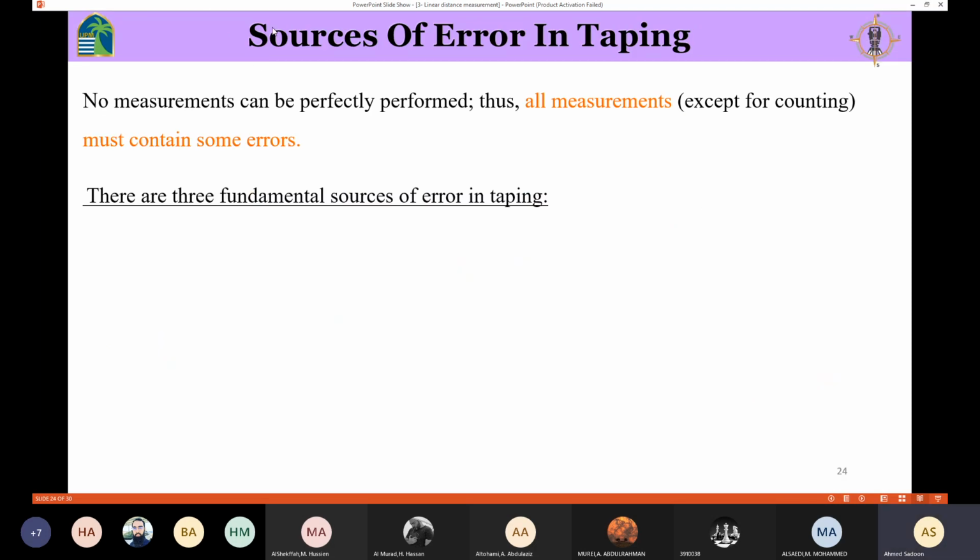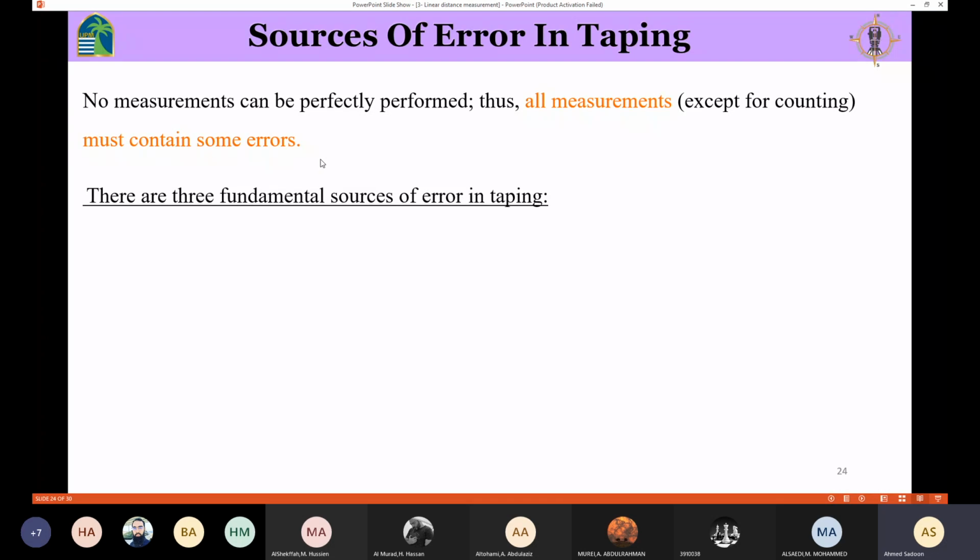So again, we are going to talk about the sources of error in taping. We talked about the errors in surveying in general, but this time we need to talk about the errors in taping. We know that no measurements can be perfectly performed. All measurements must contain some errors, unless you are counting numbers. If you have been asked to count the number of people, for example, in this room, then the measurement is going to be perfect because you are counting numbers. But in case of measurements, no measurement can be performed perfectly. You are going to have some errors.